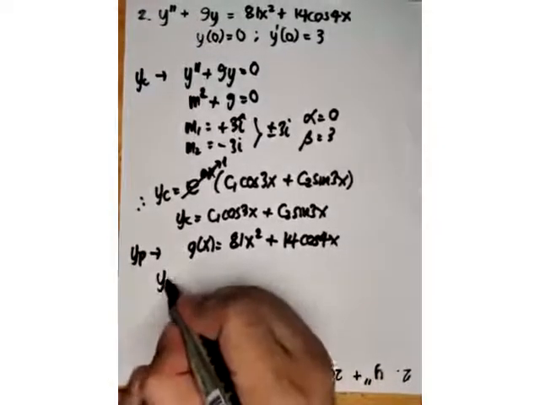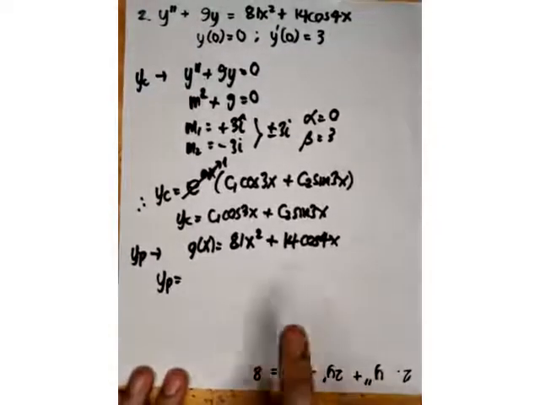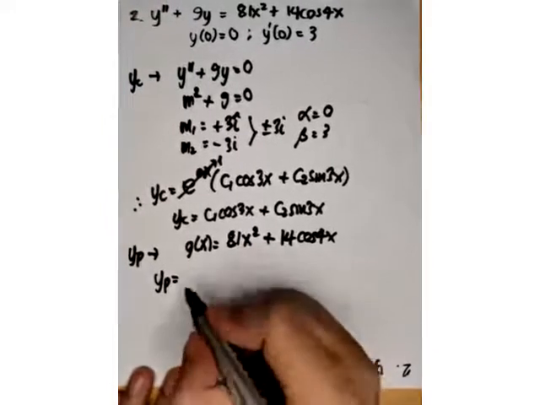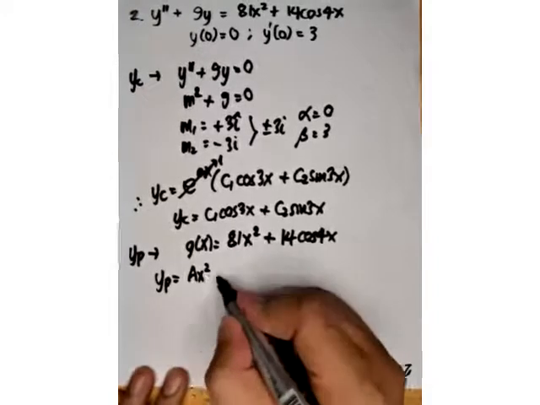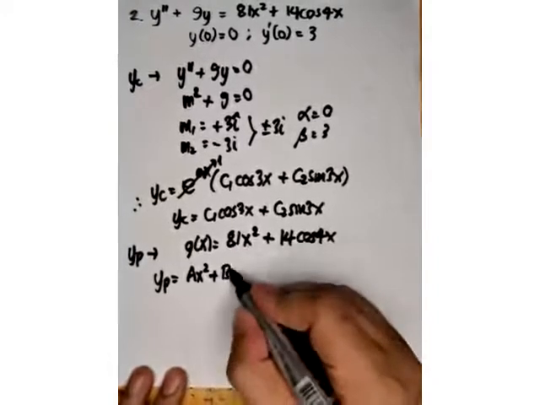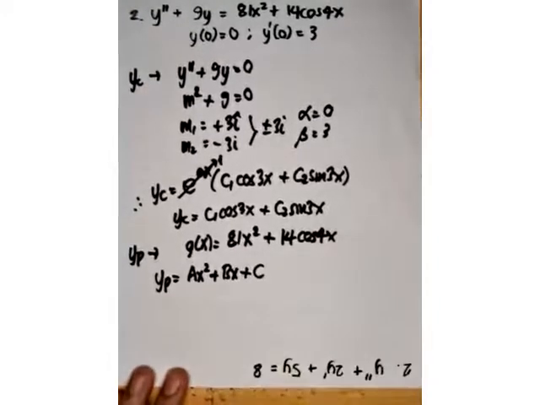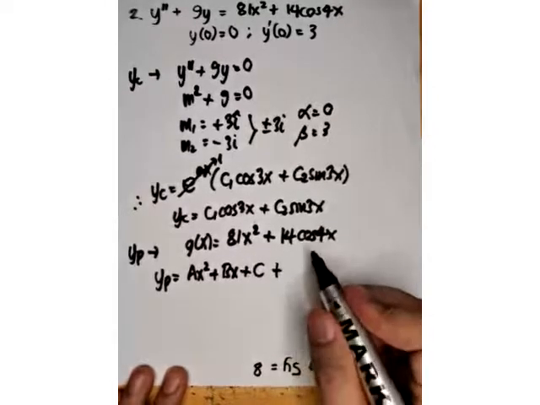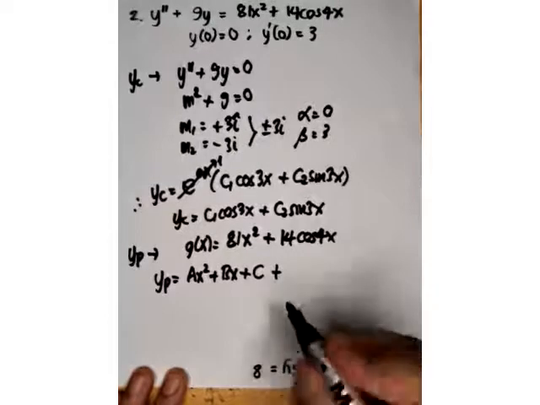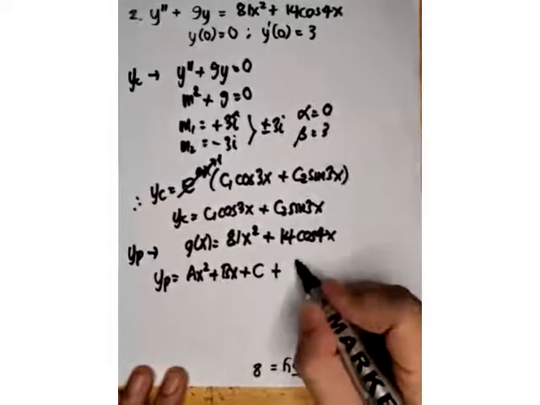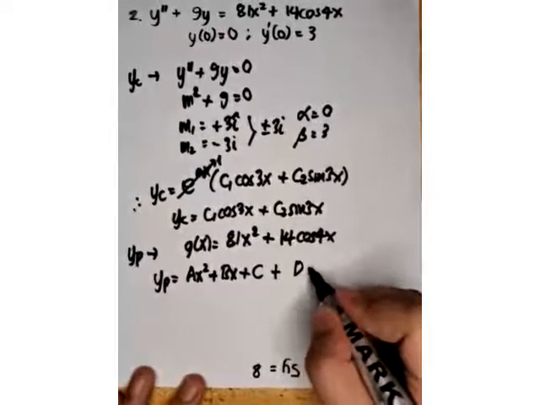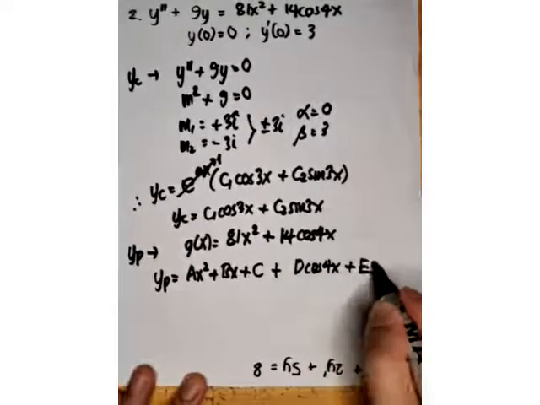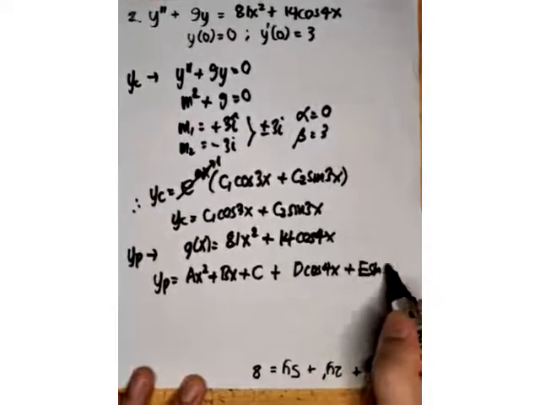Okay, so what's our trial particular solution? So unahin na natin ito. So since algebraic yan na second degree, so meron tayong ax squared plus bx plus c. Okay, plus ito ay trigo. So di ba magkasama lagi ang sine cosine? So d cosine 4x plus e sine 4x.